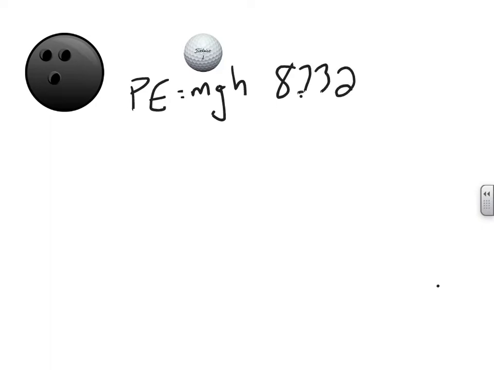So if we put this bowling ball up at a height, then it can potentially fall, of course. If it's going to fall, we want to know how much energy it has. Again, we just say PE equals mgh. The mass here was an 8.732 kilogram ball, and g is, of course, 9.81, and then the h is 1.23.